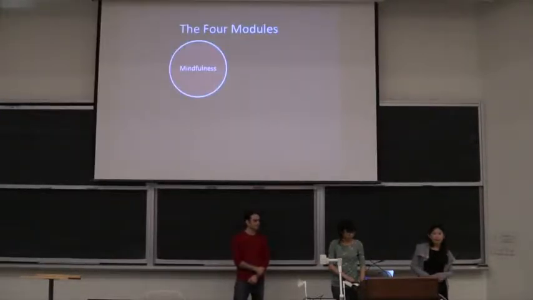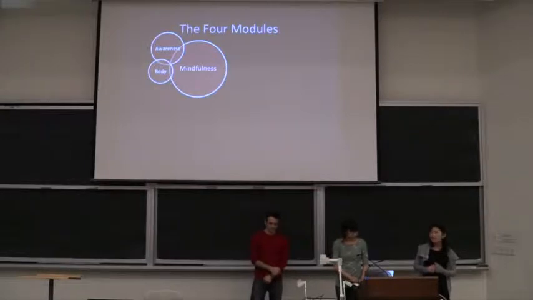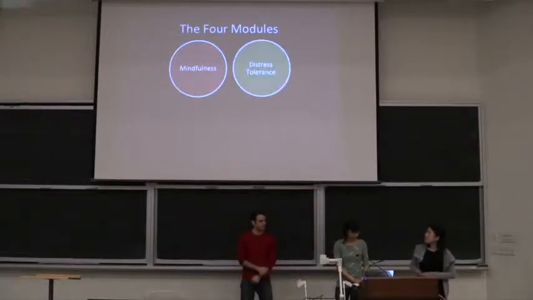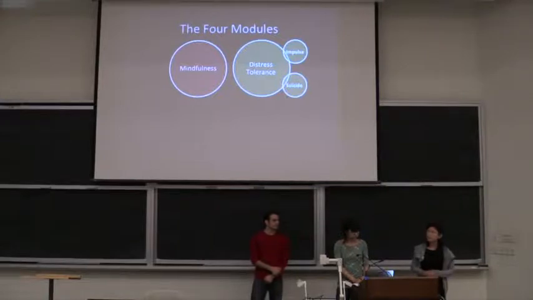So the first module is mindfulness. It teaches patients how to pay attention and be aware of their body sensations and their inner experience without judging it. And the second module is distress tolerance. It teaches patients how to tolerate impulsiveness, which usually leads to more self-harm and destructive behaviors.